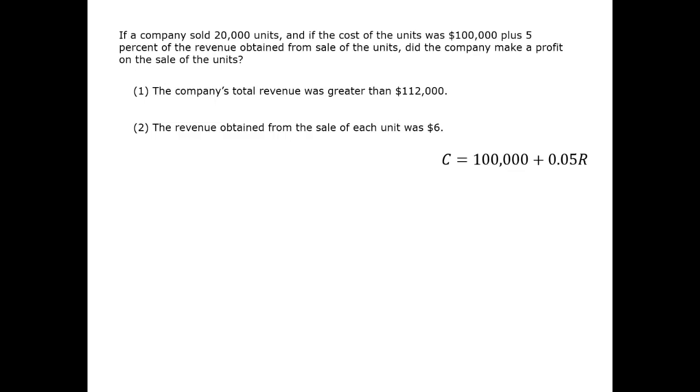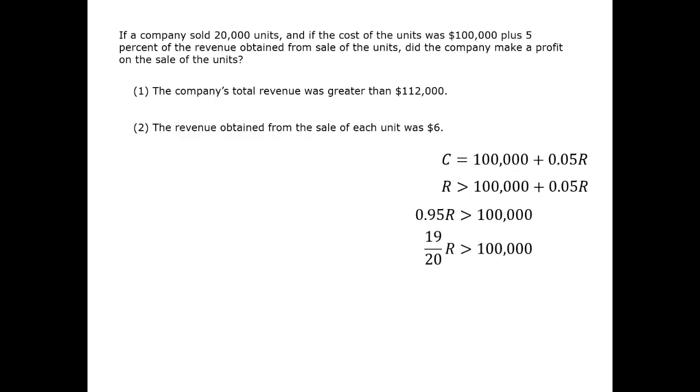So we'll have a profit if R is greater than C, and hence if the following inequality is true. We can simplify by subtracting 0.05R from both sides. Then we can convert 0.95 into fractional form and multiply both sides of the inequality by its reciprocal. So we don't need to know the revenue exactly if we can definitively state that this inequality is true or not true. Let's move on to the data statements separately first.